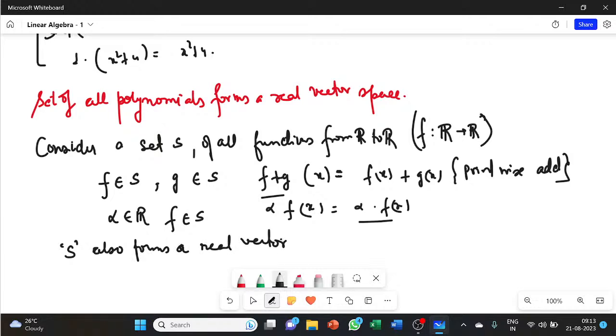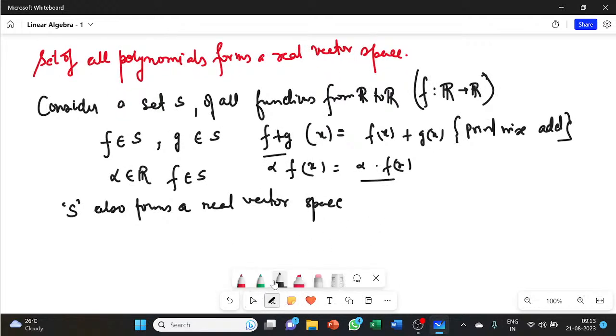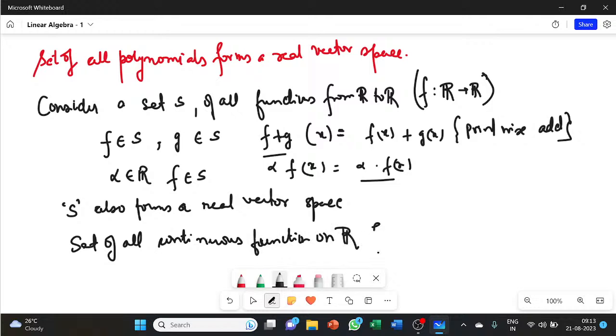In fact, further specification can be seen: the set of all continuous functions over R forms a real vector space. Since all the continuous functions form a real vector space, clearly one can say that the set of polynomials, being continuous functions, should form a real vector space.